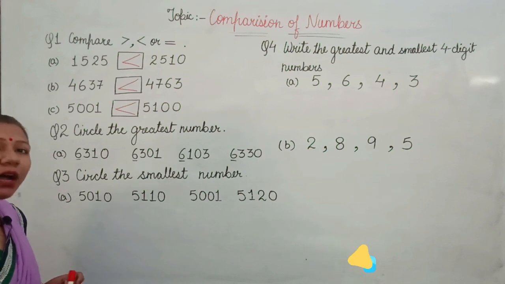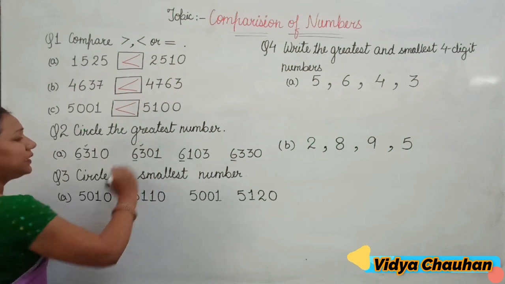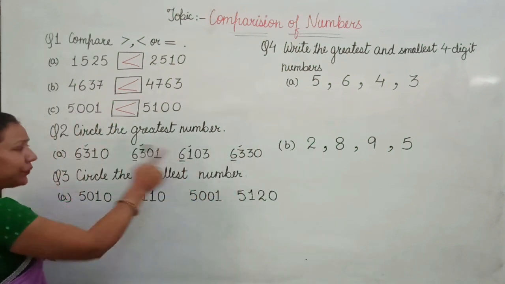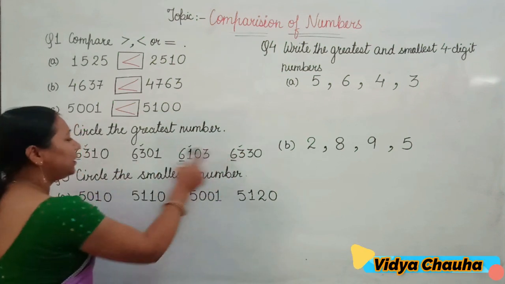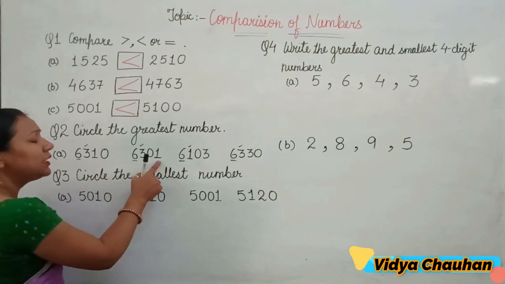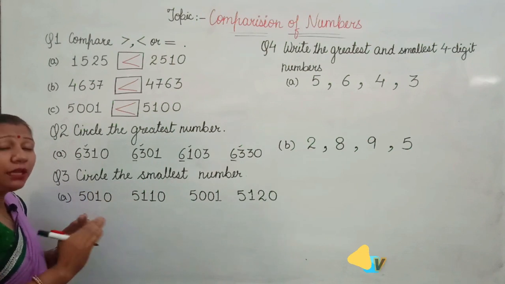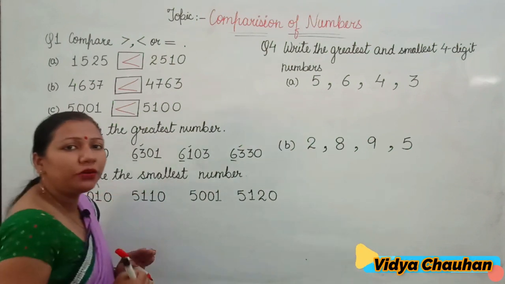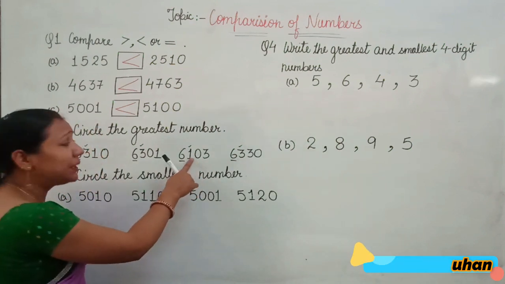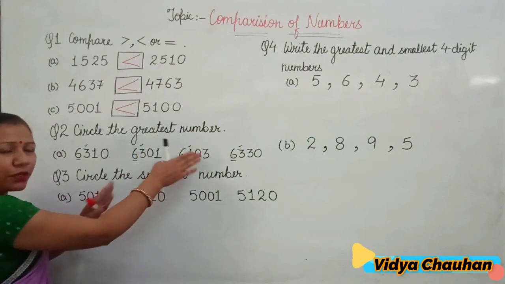Now compare its 100 place value. At 100 place, 3, 3, 1, 3. So 1 is small, whereas 3, 3 and 3. That means our first number 6310, 6301 and 6330. These three are equal when we compared its 100 place value. Now we have to discard this one. Why? Because it is smaller. We are finding the greater. So this is now not in the race.